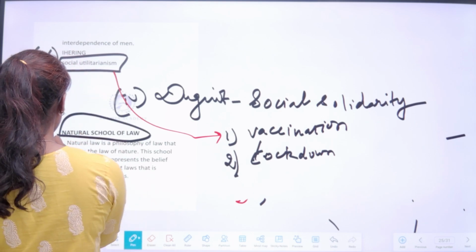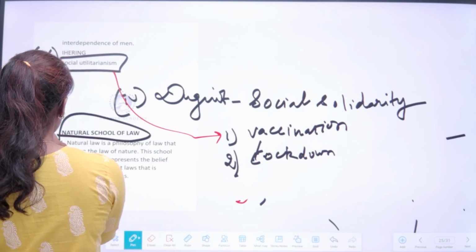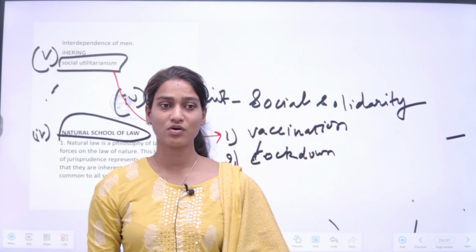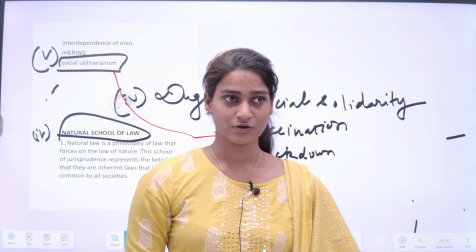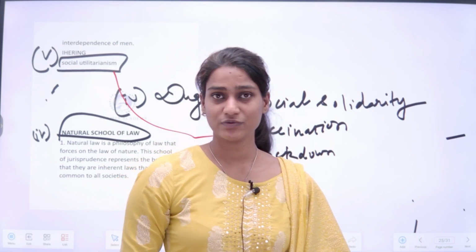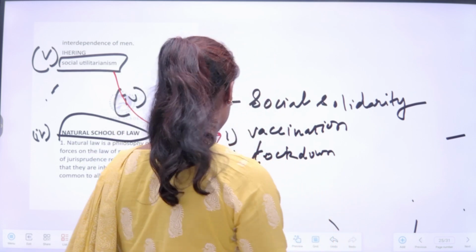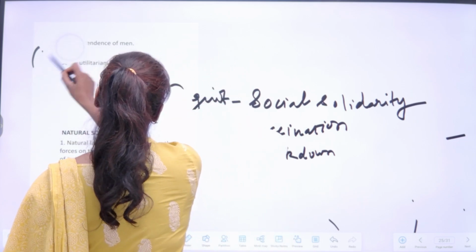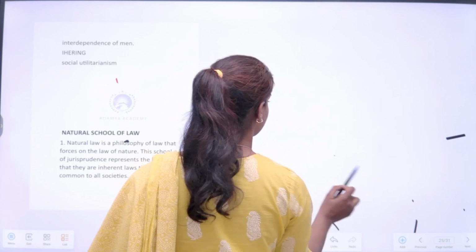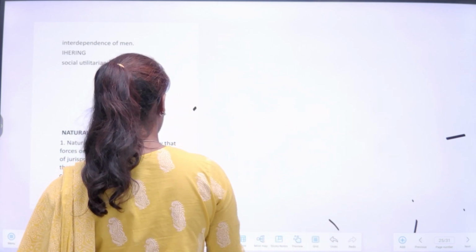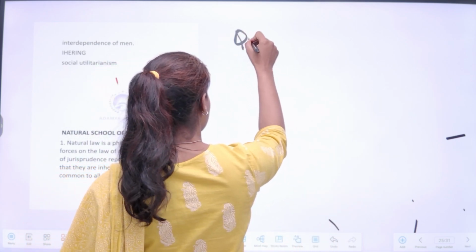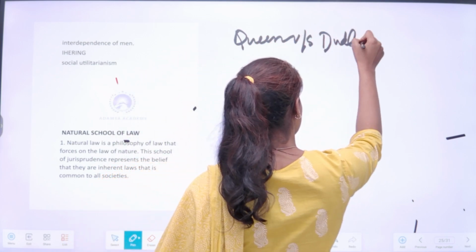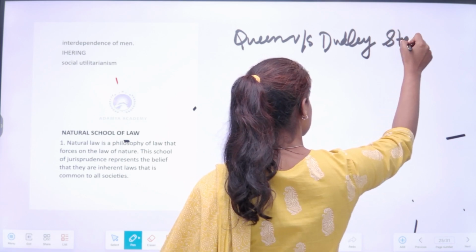Then the next school is the natural school of law. Many students have confusion as to what the natural school of law is. So let me explain this to you with an example. Have you heard of the case Queen versus Dudley and Stephens?